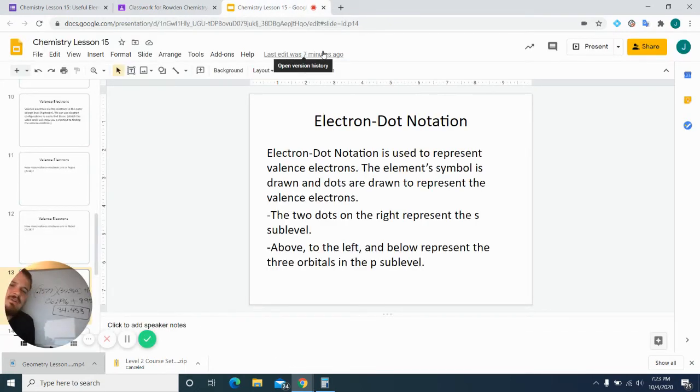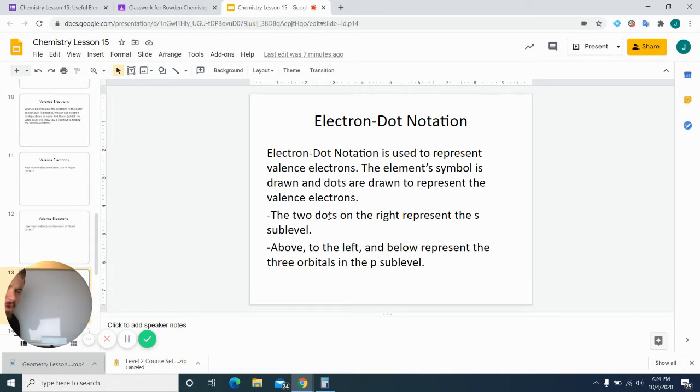But the last skill you need to learn is electron dot notation. Electron dot notation is used to represent valence electrons. What you're going to do is draw the element symbol. So let me erase all this work right here. You're going to draw the element symbol, and then draw dots around the outside. This is another reason why, instead of giving you a multiple choice lesson where you just turn in the form, I had to have you actually do the work and send it to me.